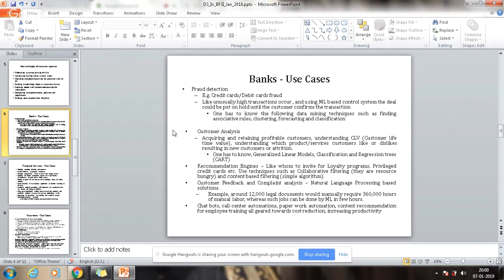So if I give you this example: if we have 12,000 legal documents which we have to process manually, it probably takes around 360,000 hours of manual labor, which is a huge wastage, or I should say not properly utilized human effort. Rather, these kinds of activities can be converted into a machine learning problem and solved in a few hours, saving human resources and improving productivity.